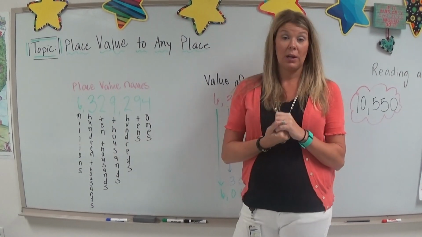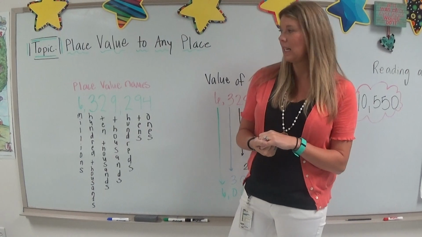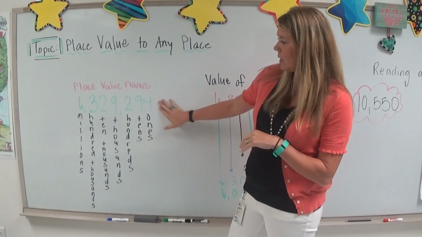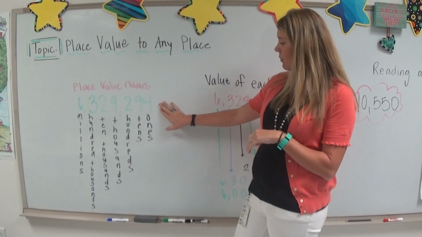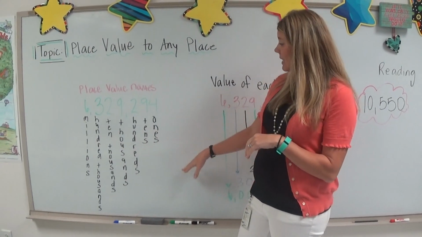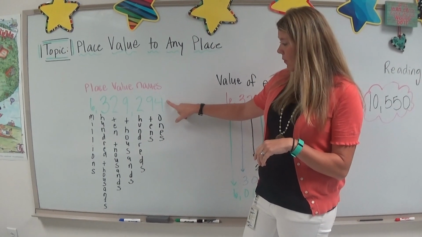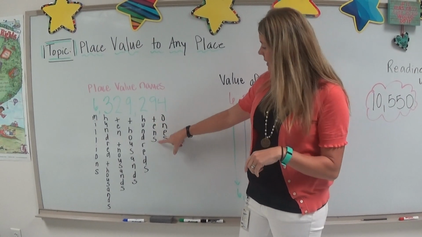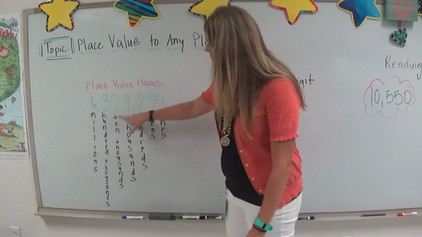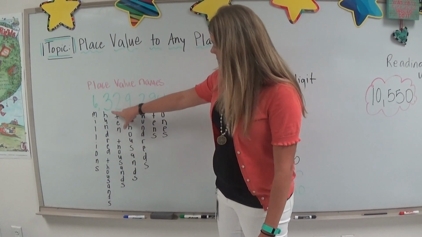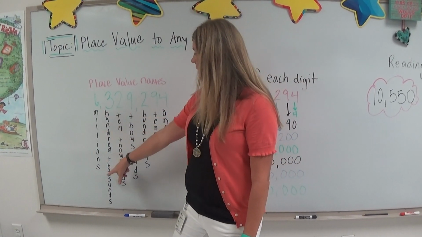And the students have been working with place value since kindergarten, so this isn't anything new. But when we look at a number, 6,329,294, we can break that down and look at each place value. So the 4 is in the ones place, the 9 is in the tens, the 2 is in the hundreds, the 9 is in the thousands, the 2 is in the 10,000s, the 3 is in the 100,000s, and the 6 is in the millions.